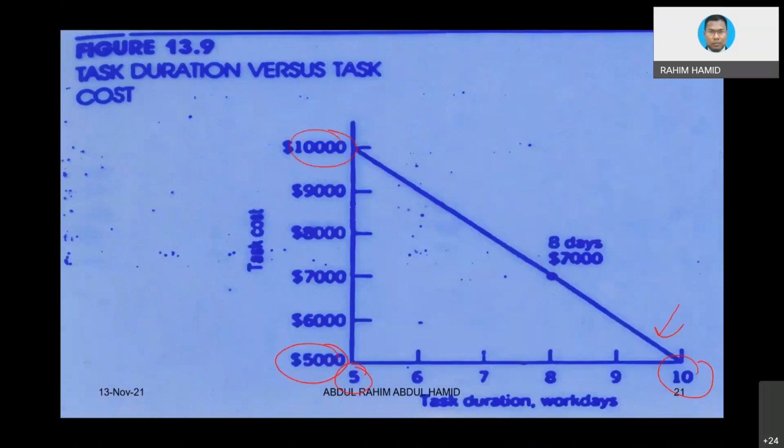And the purpose is not for us to compress the project until we cannot compress anymore, but sometimes the purpose is only for us to know what our limit is. And if we just want to compress between 10 until 8 only, or until 7, then we are going to know what would be the cost. That could be the idea. From this one, it looks like the line is quite straight, but I can show you a bigger example.